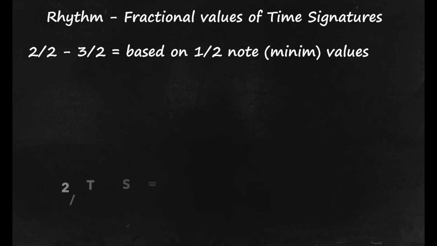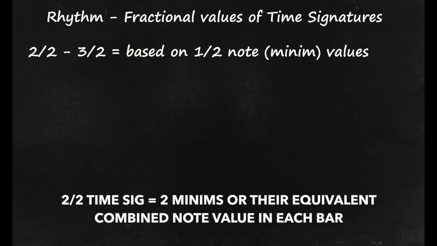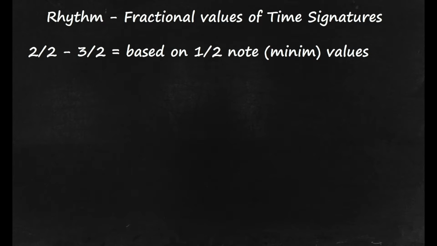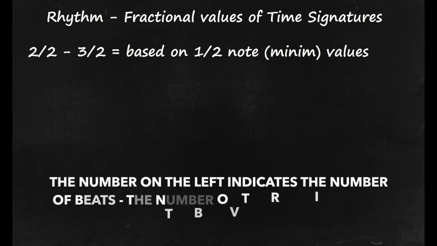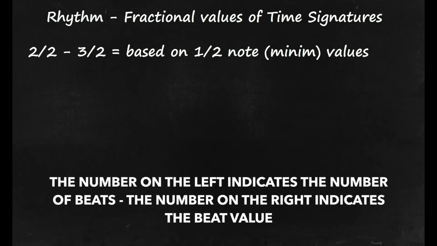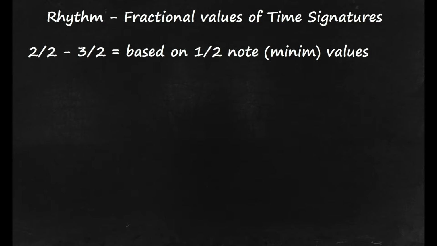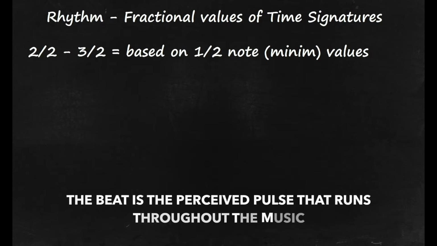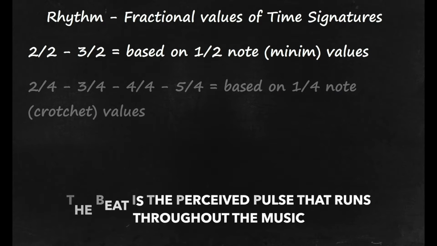A 2-2 time signature states that there must be 2 minims, 2 half notes, or their equivalent combined note value in each bar. The number on the left of this 2-2 fraction indicates the number of beats in the bar, in this case 2, and the number on the right indicates the type of note value that is being used to portray the beat, in this case a minim. Remember that the beat is the perceived pulse that runs throughout the music.